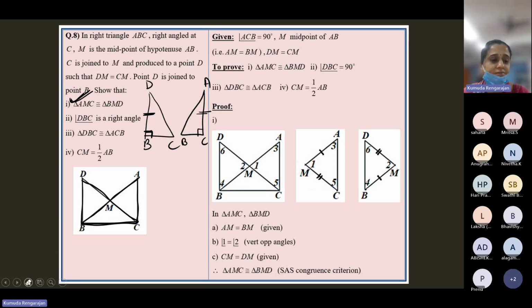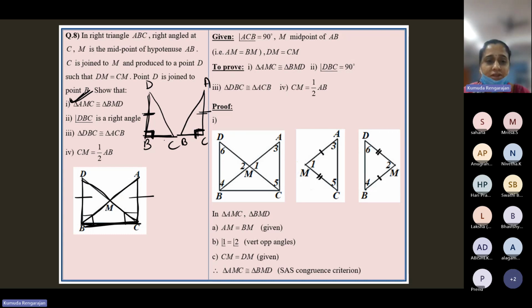And then in this triangle, this angle is 90 degrees. In the other triangle, again, we have 90 degrees here. And then BC is a side common to both the triangles. Both the triangles have a common side BC. So DB is equal to AC, BC is the common side, 90 degrees. So this makes side, angle, side.